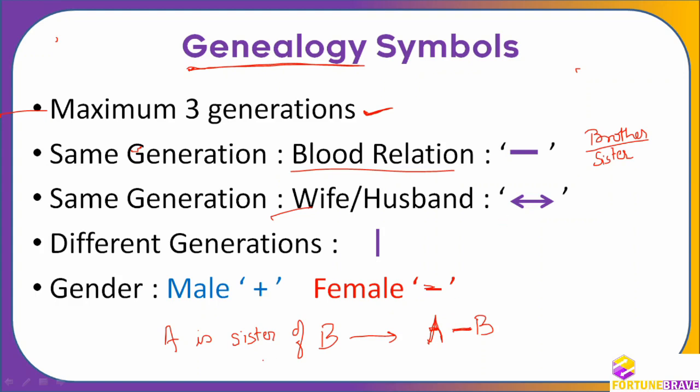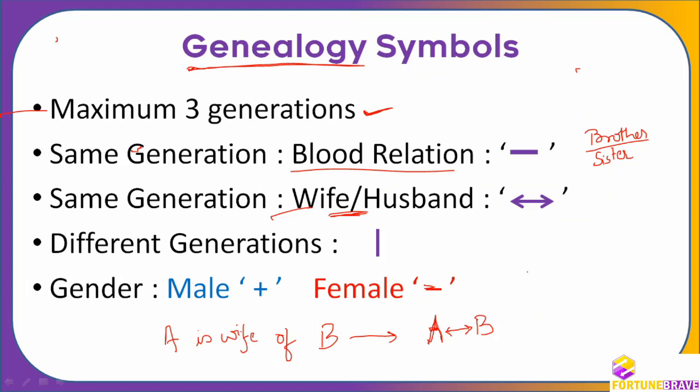Fine. If it is a sister, or A is brother of B, we are also going to write it like this: A dash B. It's a horizontal line which we'll use. If it is the same generation but wife or husband, then we are going to put an arrow mark. So if A is wife of B or A is husband of B, then I'm going to write the horizontal line with arrow marks.